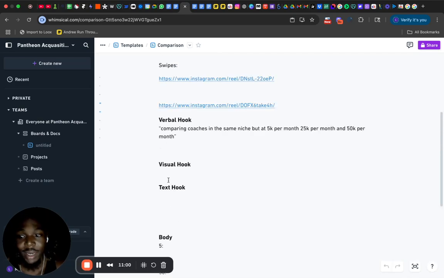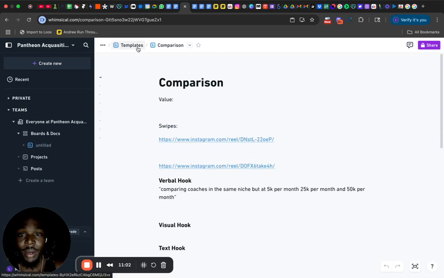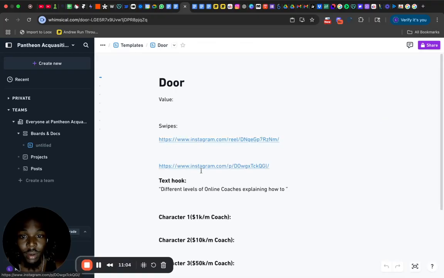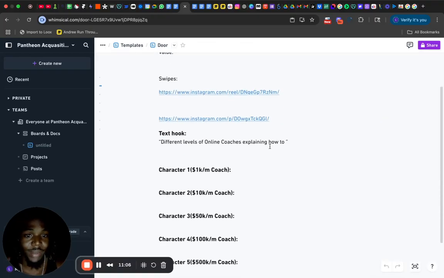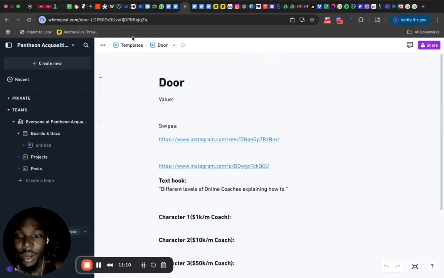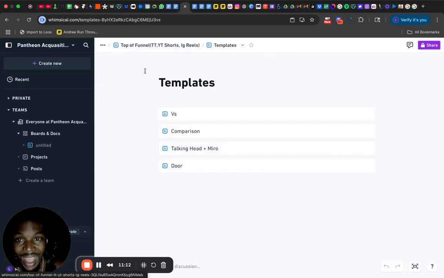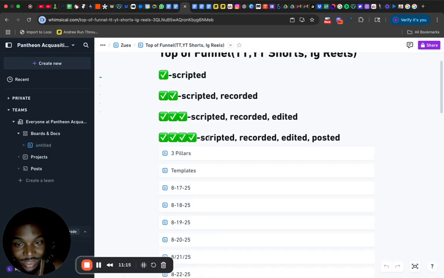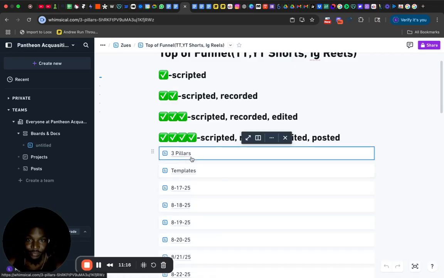super templatized, so I can just plug and play. And then the other one is a different level of color explaining how to do something. But this is when it gets good, after you have templatized your stuff. This is what you do.